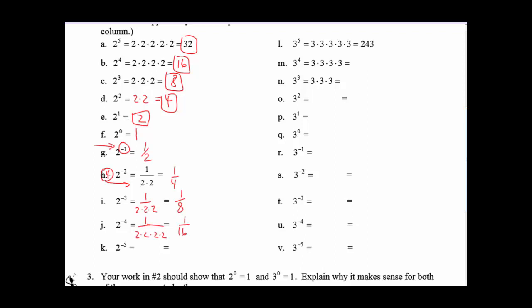16th. So take a guess, 2 to the negative 5. Well, 2 to the 5th was 32, so the reciprocal is 1/32. So we have 1 over 2 times 2, 5 times. So quick check, here we go. All right, your turn. Hit pause. You're going to do L, M, N, O, P, Q, R, S, T, U, V. Check back in, I'll give you a minute. Go.